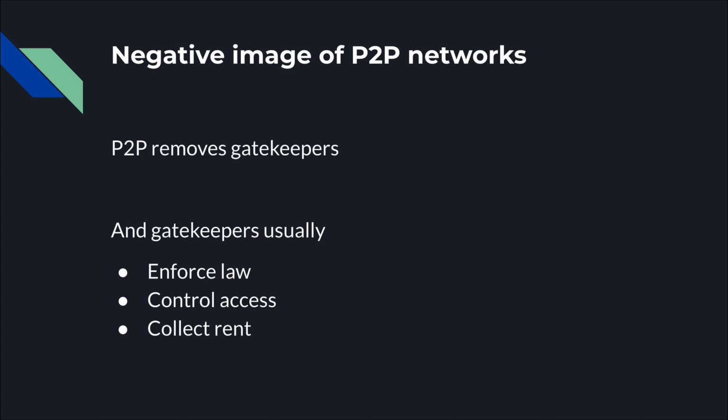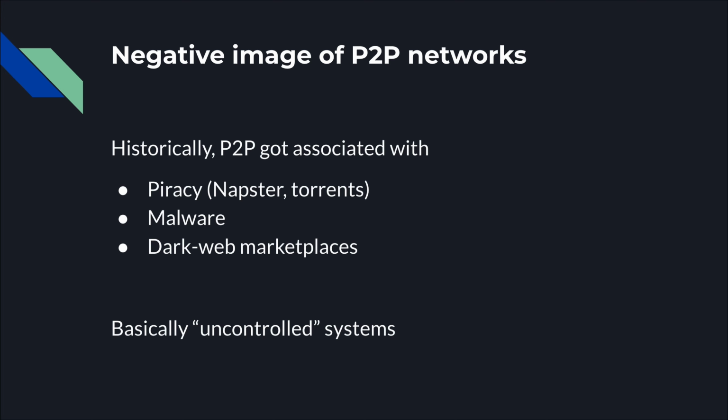P2P networks also have a negative image attached to them. This is mainly because P2P networks remove a centralized party, removing any kind of gatekeepers, and these gatekeepers usually enforce some kind of law, like this is how the thing should operate, and they control the access to the network, to the resources of the network, and they also collect some kind of fee or rent for enabling the access to the network. Since P2P removes these gatekeepers, they basically become uncontrolled networks, and because of that, historically P2P has been associated with piracy, like think of Napster or torrents, and they also have been associated with distributing malware, and they have been heavily used in dark web marketplaces.